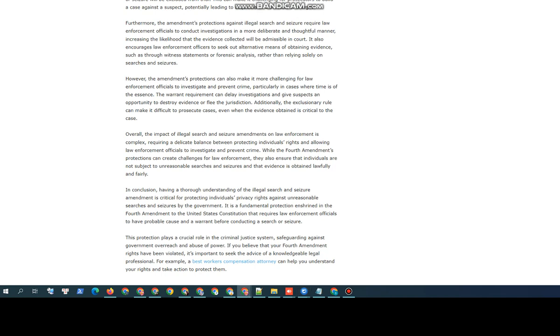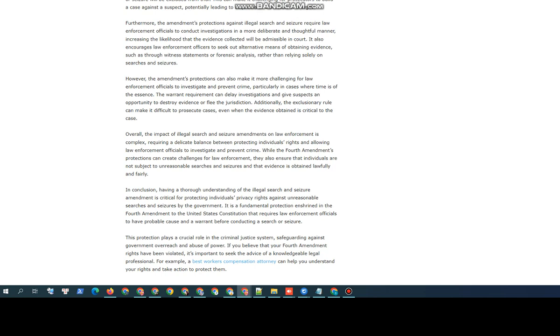Overall, the impact of illegal search and seizure amendments on law enforcement is complex, requiring a delicate balance between protecting individuals' rights and allowing law enforcement officials to investigate and prevent crime. While the Fourth Amendment's protections can create challenges for law enforcement, they also ensure that individuals are not subject to unreasonable searches and seizures and that evidence is obtained lawfully and fairly.